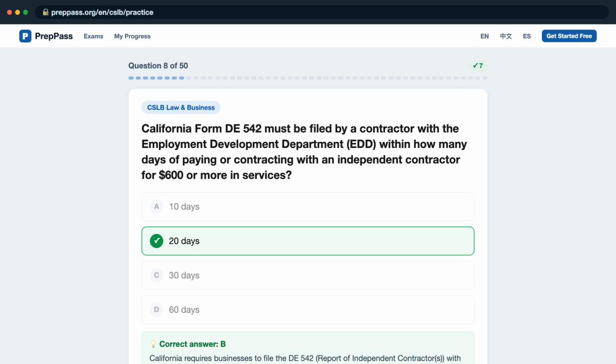California requires businesses to file the DE 542, Report of Independent Contractors, with the EDD within 20 days of either making payments totaling $600 or more or entering a contract for $600 or more, whichever is earlier. This helps the state enforce child support obligations.